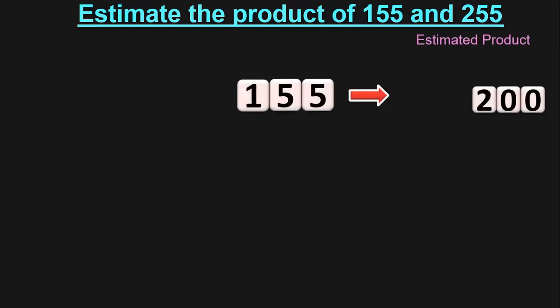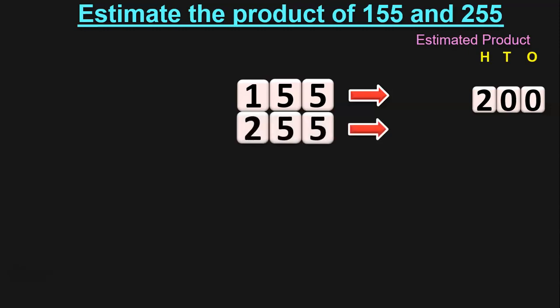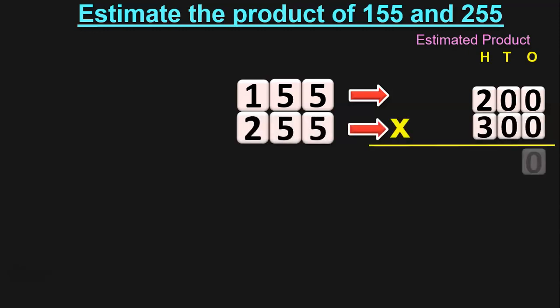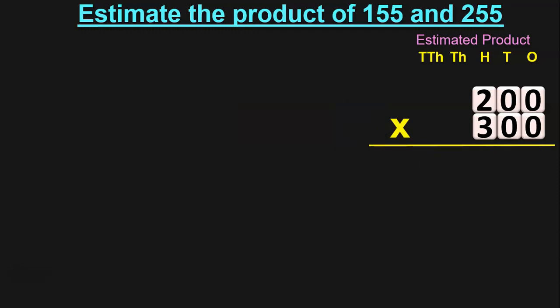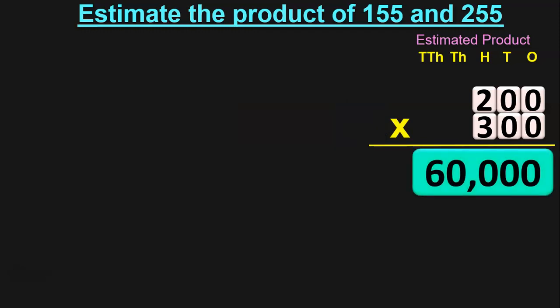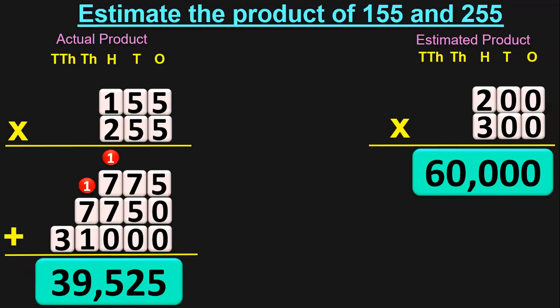So when you round up 155, you get 200. You round up 255 also, you get 300. When you multiply these two, you get the answer to be 60,000. Let us find out what is the actual product for 155 by 255. When you do the actual multiplication to find out the actual product, you get the answer to be 39,525, and there is a vast difference between this and the estimated product, which is 60,000.